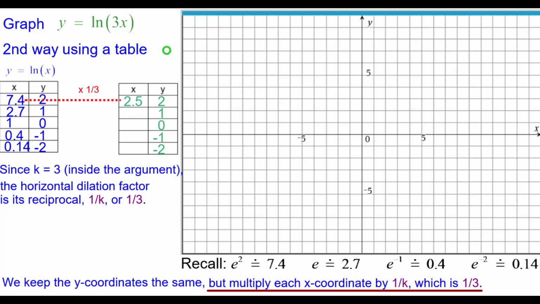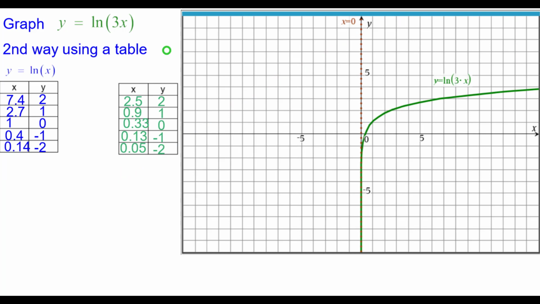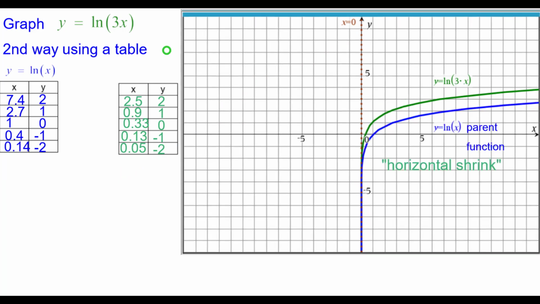So 7.4 times 1/3 is about 2.5. So we'll plot 2.5, comma 2. 1/3 of 2.7 is about 0.9, comma 1. 1/3 of 1 is 1/3, so over 1/3, up 0. And then 1/3 times each of the other ones. Draw the asymptote, the y-axis, the line x equals 0, and then connect the points. Compare that to the parent function, and this green function is a horizontal shrink of the parent function.